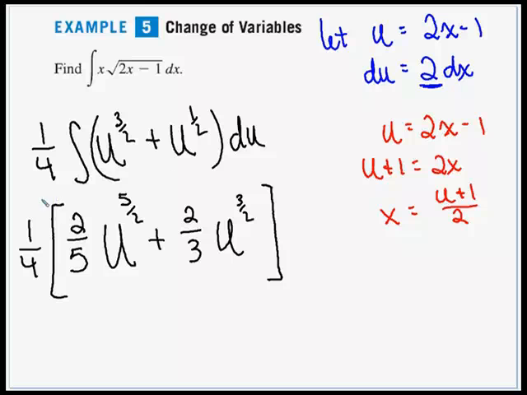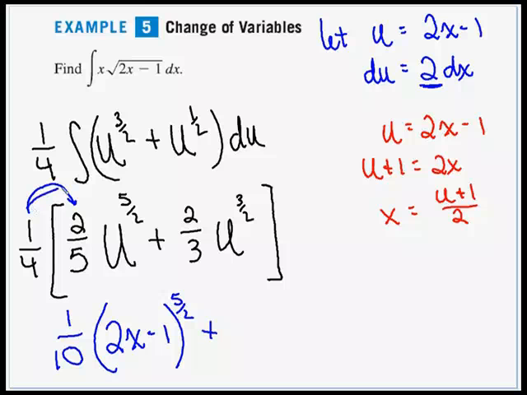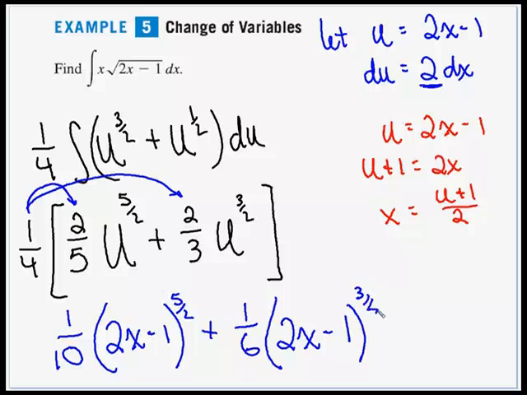Okay, and this next we'll do sort of a couple steps in one. Distribute this 1/4. We'll get 2/20, or 1/10. And let's plug our u back in. Our u is equal to 2x minus 1, and that's to the 5/2 power, plus distribute the 1/4 to the 2/3, and we'll get 2/12, or 1/6, u to the 3/2, and again our u is 2x minus 1 to the 3/2. Oops, I forgot my plus c. We'll put it right there.